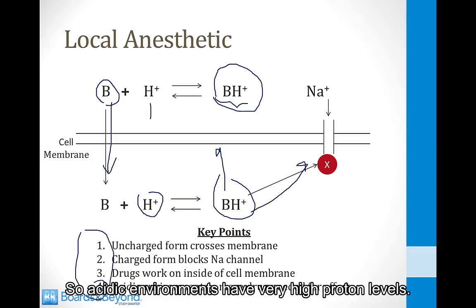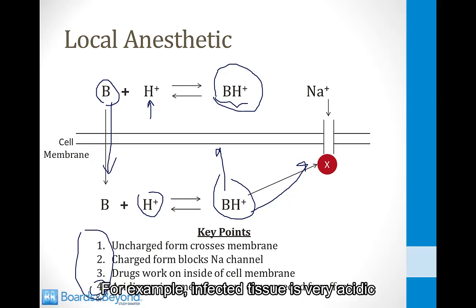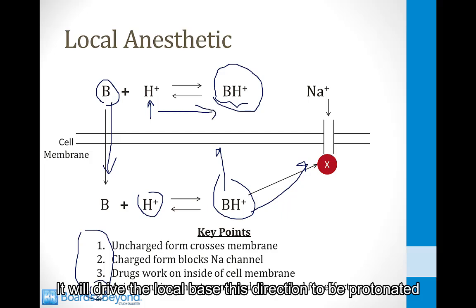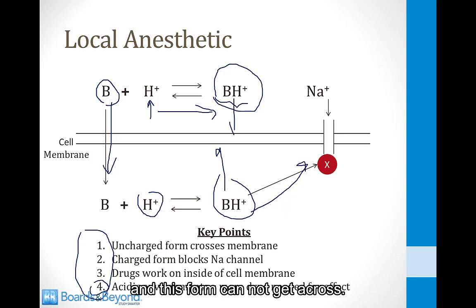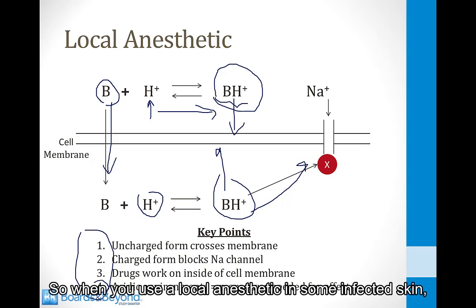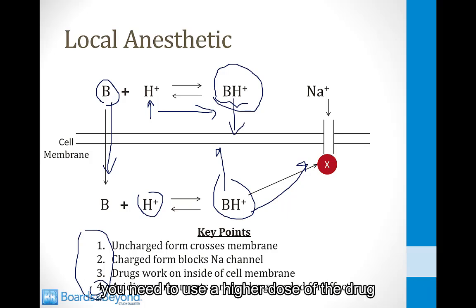Acidic environments have very high proton levels. For example, infected tissue is very acidic and has lots of protons. It will drive the local anesthetic base in this direction to be protonated, and this form cannot get across. So when you use a local anesthetic in some infected skin, you need to use a higher dose of the drug because of this phenomenon.